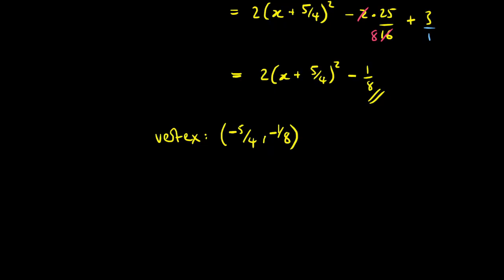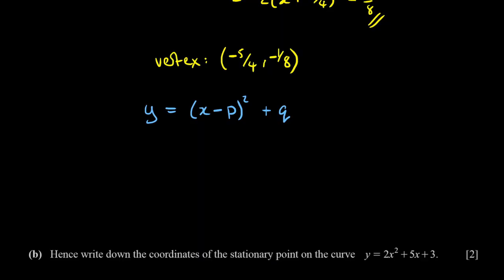You want to memorize it, which I suggest you do. If you've got a quadratic of the form x minus p all squared plus q, then the vertex for that is going to be at p comma q. Right? So for the x coordinate, there's a negative there that you need to consider.